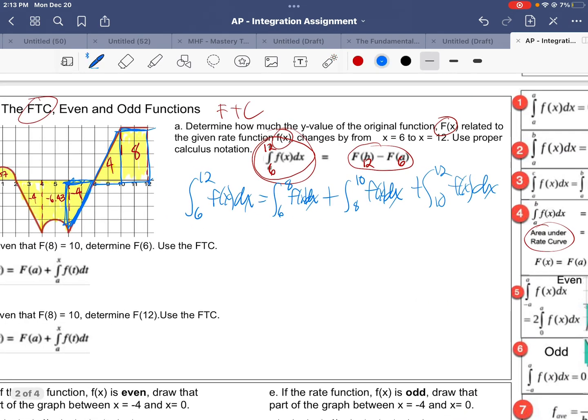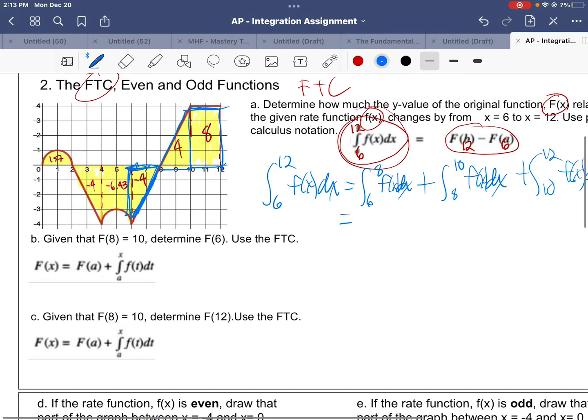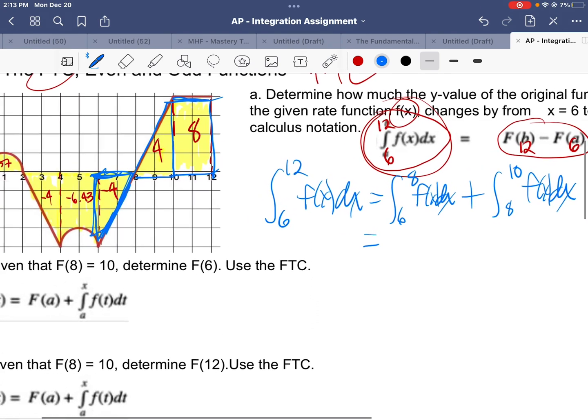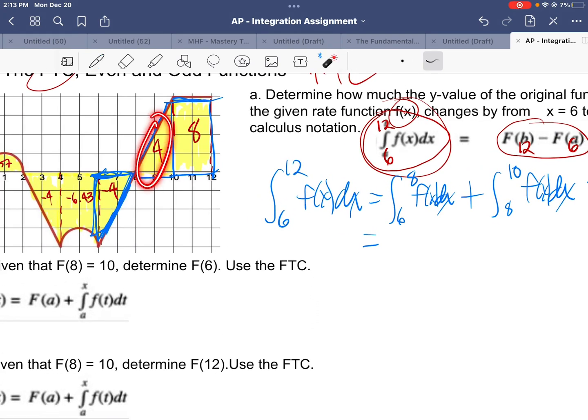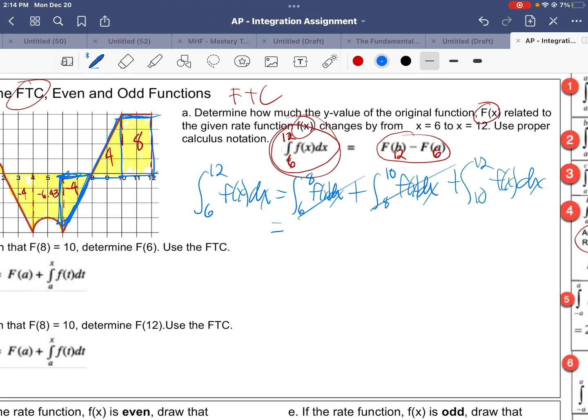So what does this work out to then? We see right away that this area and this area are the same size and opposite sign. So what I can do is cross those out, those add to 0, and I'm left with this area of 10 to 12, from x equals 10 to 12, which is 8. So that's our answer. The integral from 6 to 12 of f of x dx is 8.